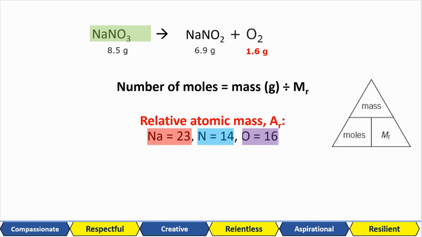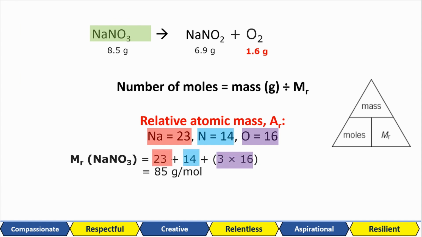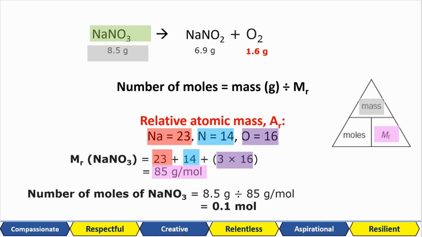Now let's work out the moles of our sodium nitrate. We first need our molar mass. 1 sodium, 1 nitrogen and 3 oxygen gives us 85 grams per mole. Moles equals mass over molar mass, so the mass of 8.5 grams over 85 grams per mole gives us 0.1 moles of our sodium nitrate.